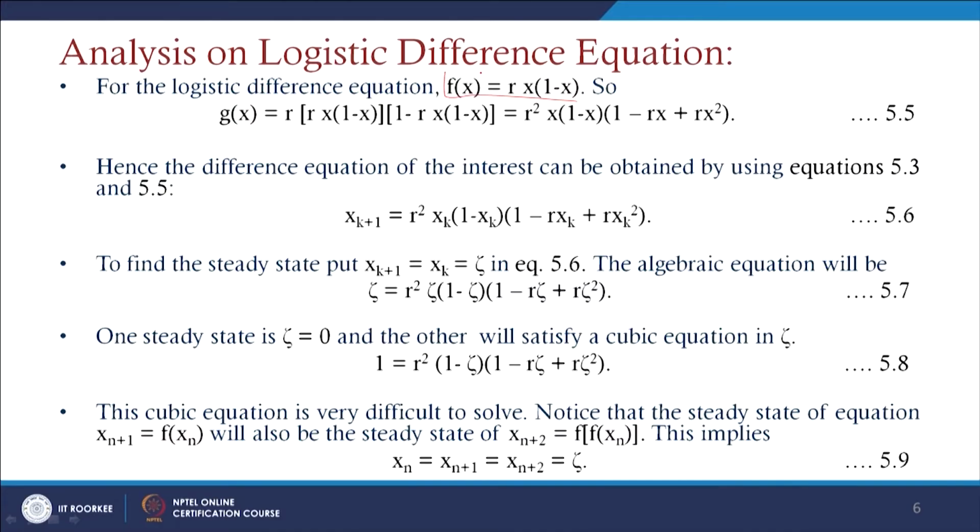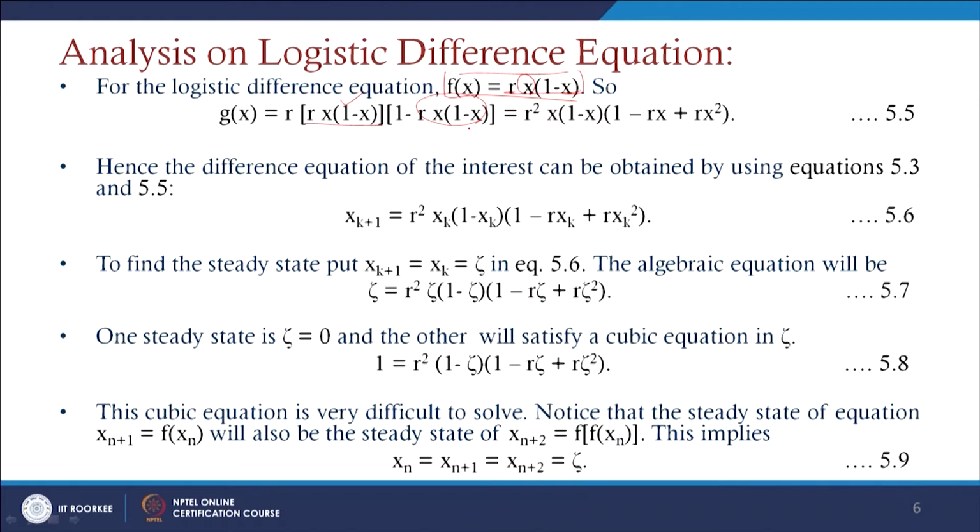Now, for further analysis of the logistic difference equation we discussed in the last lecture, f of x is chosen as r x into 1 minus x. So, g of x, that is f of f of x, is obtained by replacing x with f of x. Completely, we can write r x into 1 minus x in place of x, and then again 1 minus x, where x is replaced by f of x.